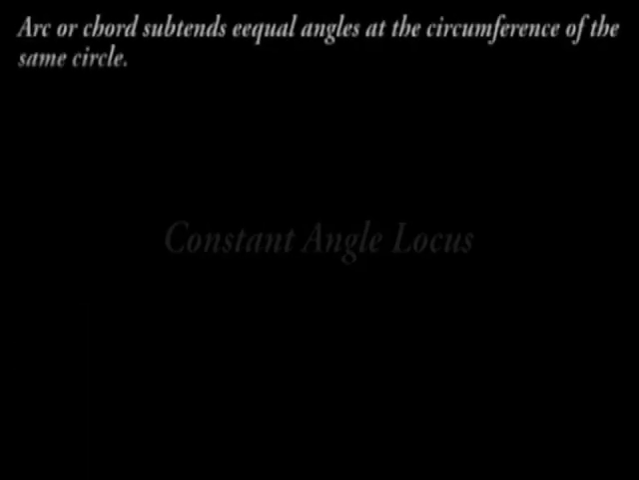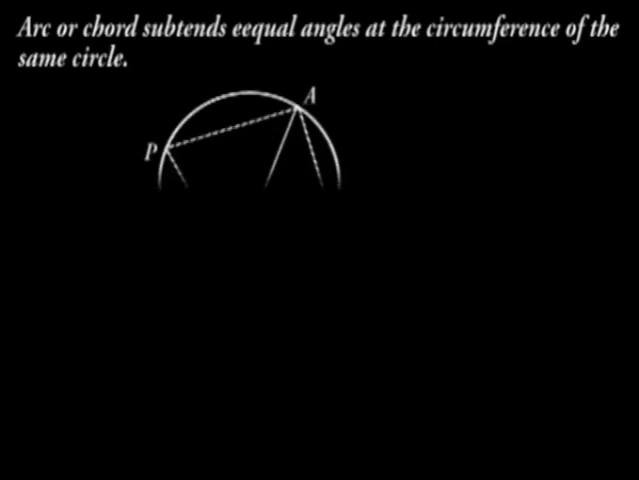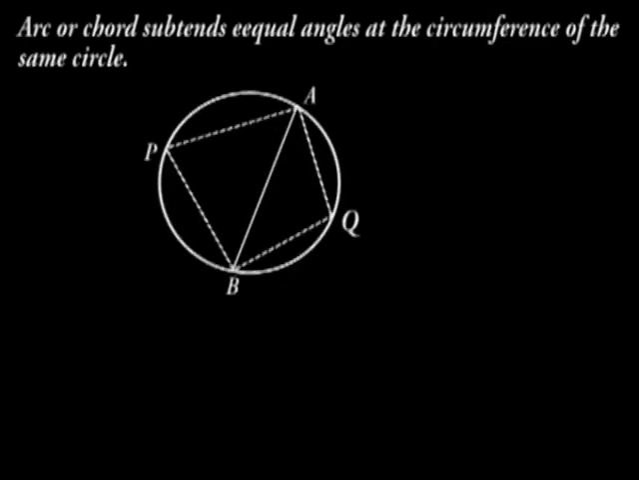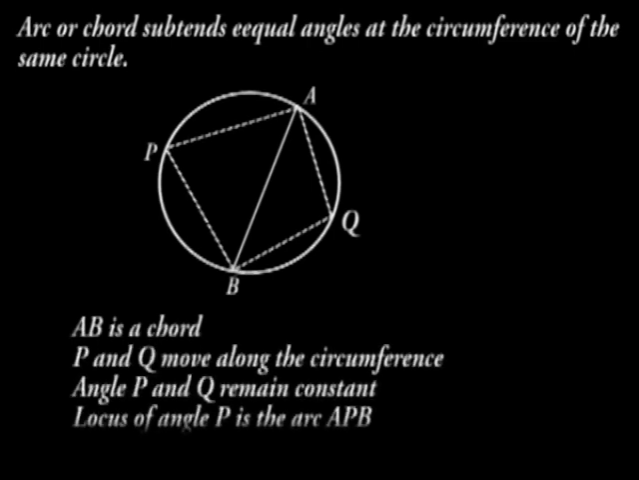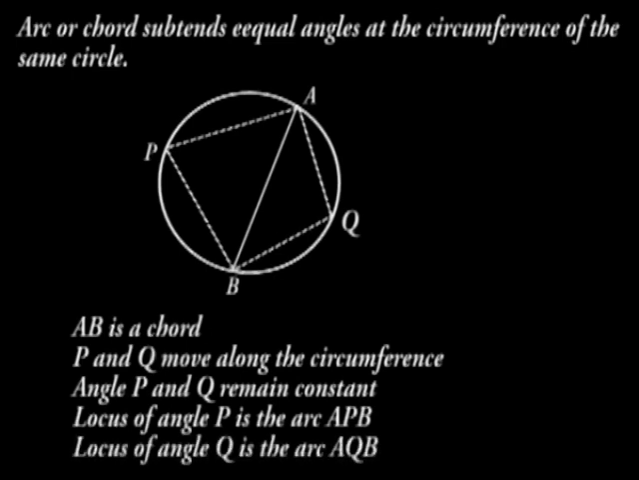Constant angle locus. A chord subtends equal angles at the circumference of a circle on the same segment. Consider the figure below. AB is a chord. Points P and Q move along the circumference. The angles at P and Q remain constant. The locus of angle P is the arc APB. The locus of angle Q is the arc AQB.